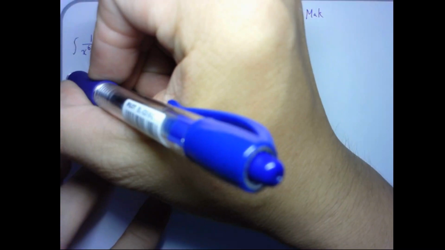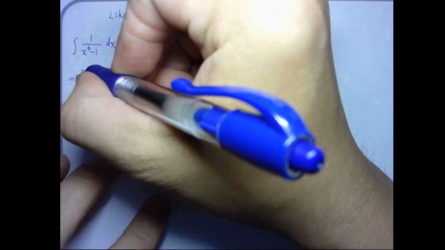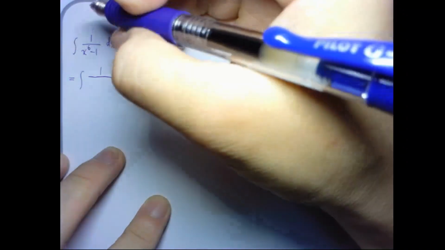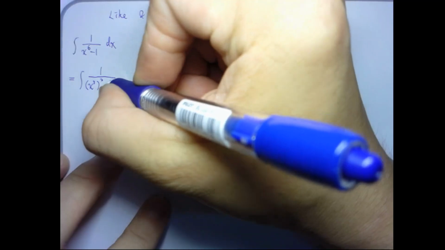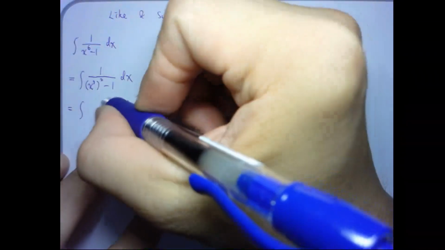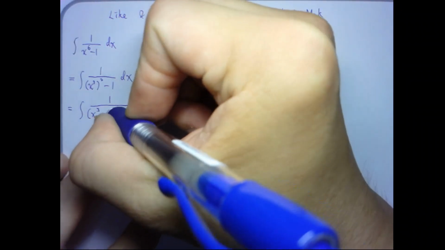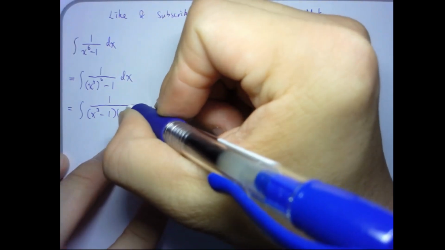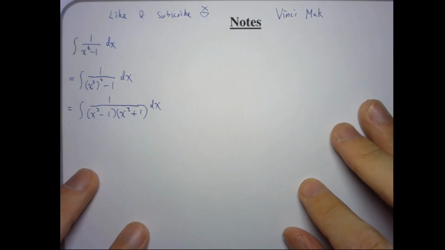So at the beginning, I need to factorize this 6th power. So I will use the cubic identity. I will make x to the power of 6 become (x cubed) whole squared minus 1. And then I will have 2 cubic identity, (x cubed minus 1) and (x cubed plus 1) dx, like this.